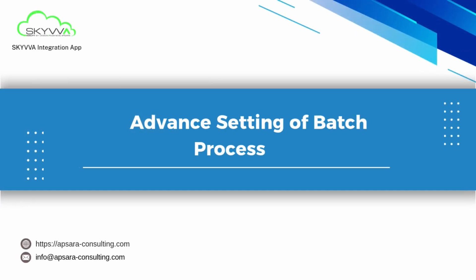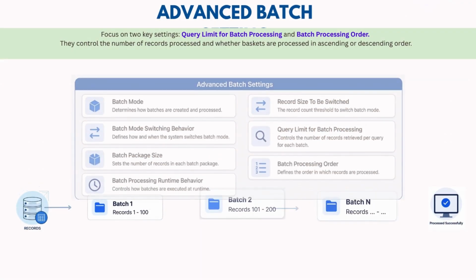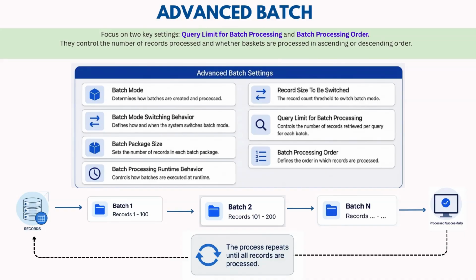In this session, we'll introduce the advanced settings for batch processing. The advanced batch settings include several options because batch mode supports many processing scenarios. To make each feature easier to explain, we've split the content into separate videos. In this video, we'll focus on two key settings: query limit for batch processing and batch processing order.